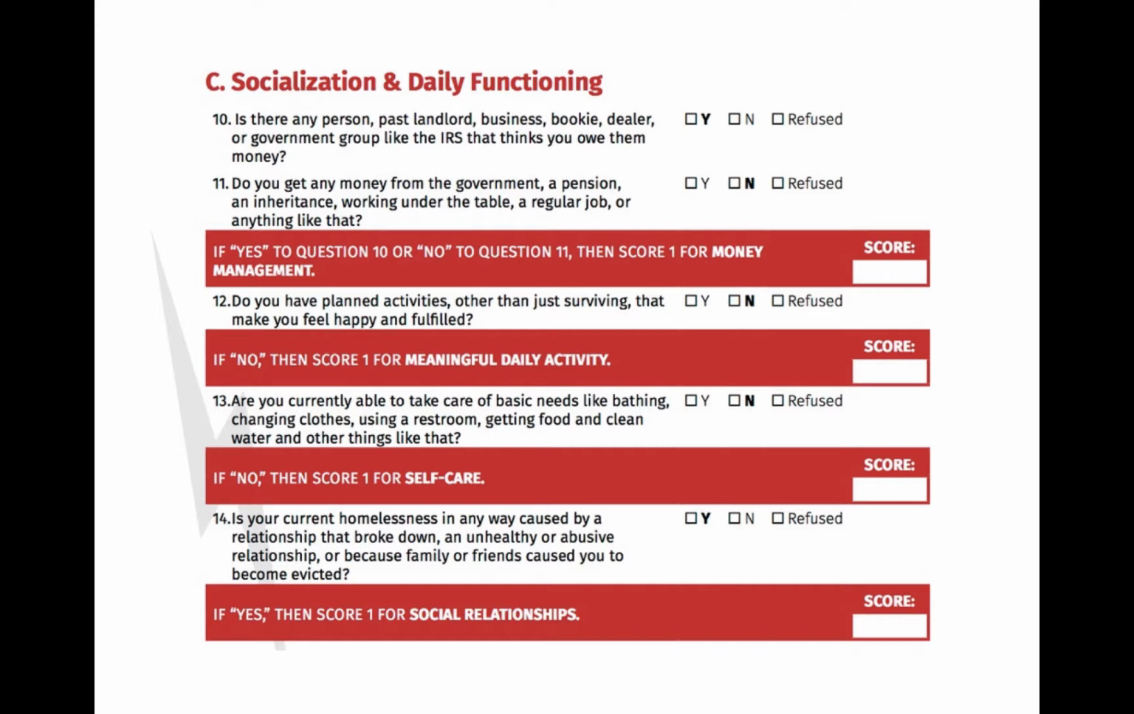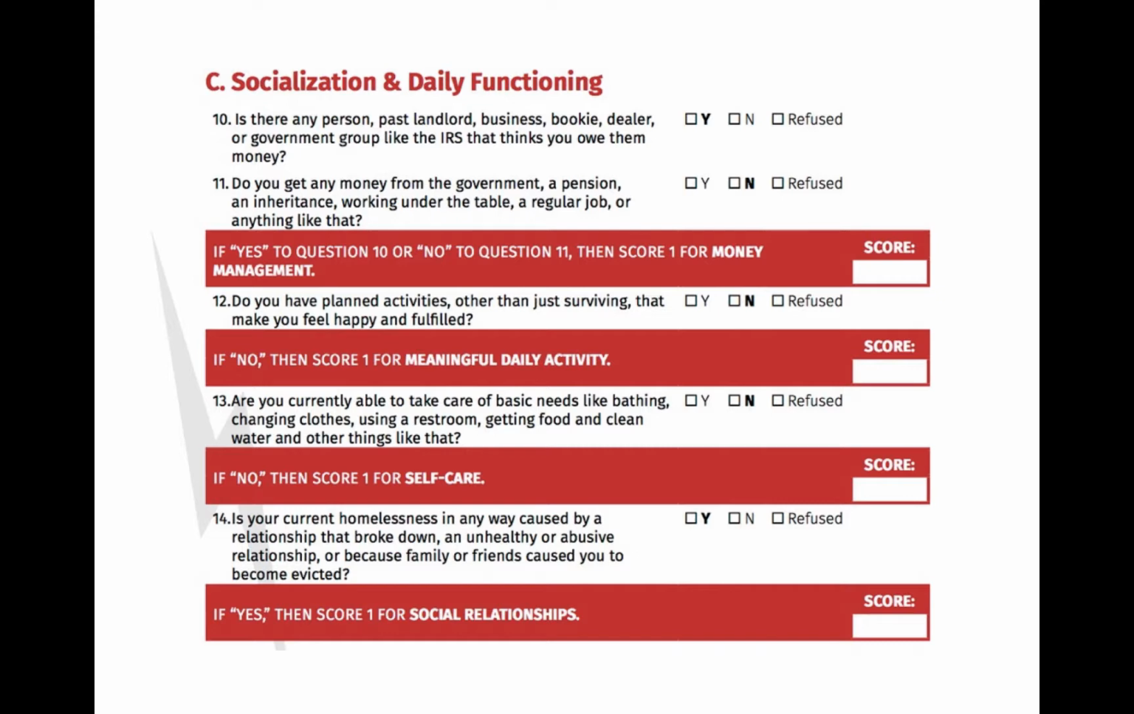Now, you may already know that the client works, and you just want to select yes. Please do not do that. Please ask this question and answer it. Never, ever just answer a question without your client knowing that you're answering it.